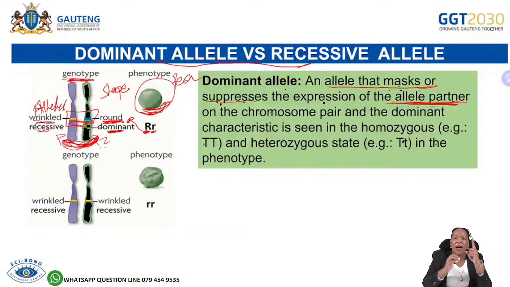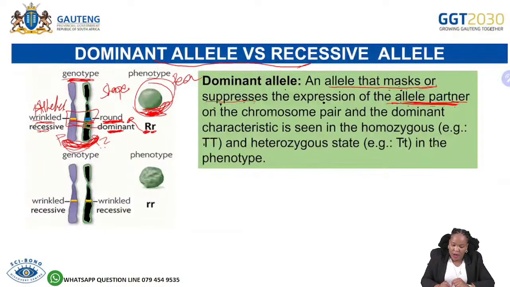In the partnership of parent 1 and parent 2, parent 1 gave a recessive wrinkled allele, and parent 2 gave a round dominant allele. So in this offspring, what is going to be dominant is the round, because we are told that round is dominant over the recessive wrinkled. Therefore, that's how our offspring ended up with the shape of a round P.